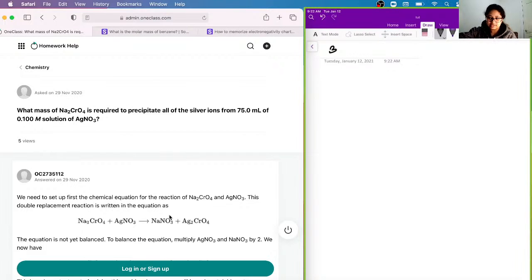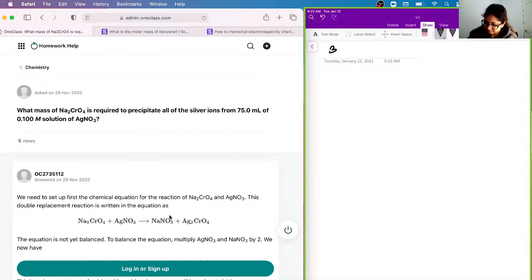Because our next question says, what mass of sodium chromate is required to precipitate all of the silver ions from 75 milliliters of 0.1 molar solution of silver nitrate? Okay, so what we need to do is first set up the chemical equation for the reaction. And this is a double displacement reaction because we're using two reactants. And so let's write this down.